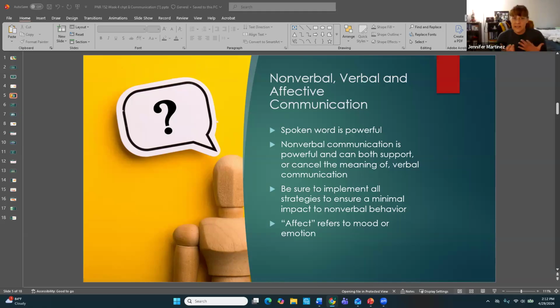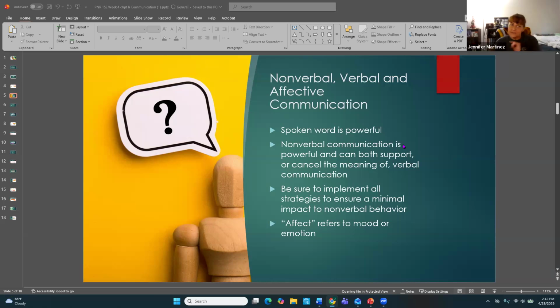So we have to look at that nonverbal and the verbal communication. It's about making sure that we are congruent with what we are saying as well as what we are showing to our patients. Affect is the feeling tone. That's the mood or the emotion. So it's how we're saying things and how things are being received by our clients.